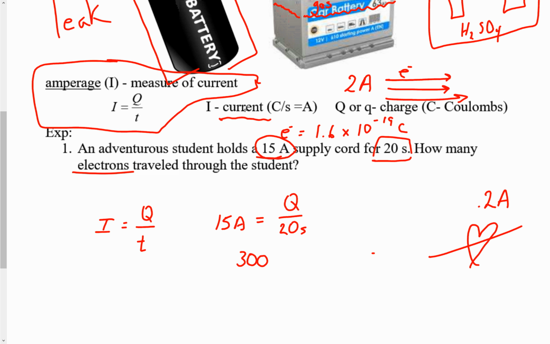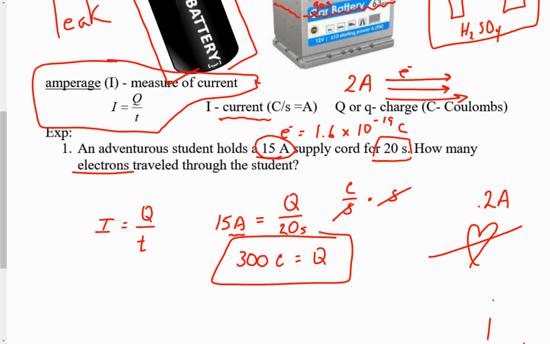Now, remember what the unit for amps is. An amp is a coulomb per second. So we've got a coulomb per second times a second. So that means 300 coulombs is our answer. But notice, that's not how many electrons. We've not found how many electrons flow through the circuit. What we've found is the total amount of charge that flowed through the circuit.